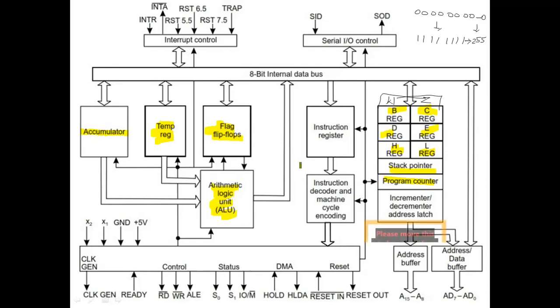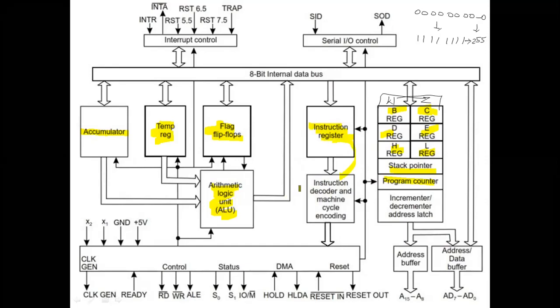And then you have the instruction register, instruction decoder, and machine cycle encoding. The data from the instruction register is where you have instructions. From the instruction register, the instruction is moved on to the instruction decoder. The decoder decodes the instruction and sends timing and control signals to control the register, ALU, data buffers, and external peripheral signals, depending on the nature of the instruction.